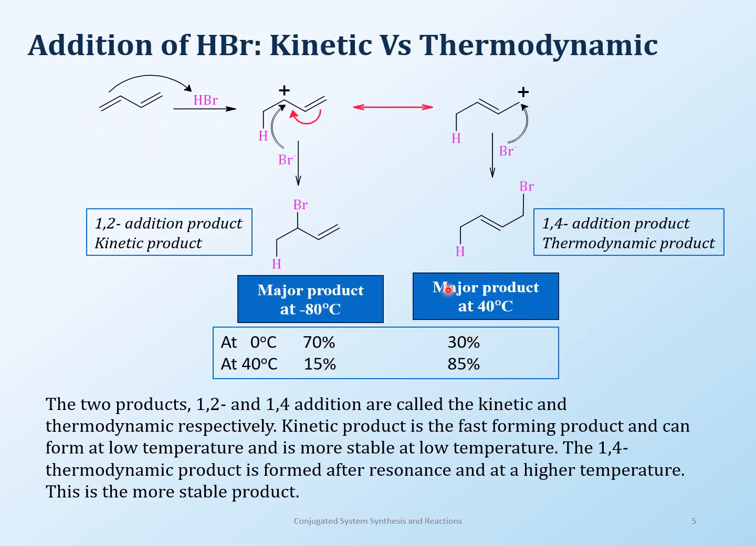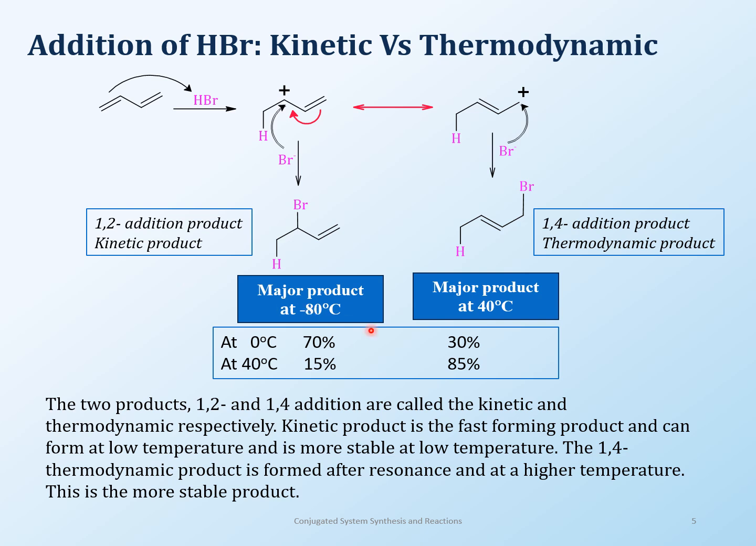So now let's talk a little bit about the product. So here's the mechanism again. Okay, so here's the resonance going on, and you have the 1,2 product and the 1,4 product. Now the 1,2 product is actually called the kinetic product. The 1,4 product is called the thermodynamic product. So I've given you some properties over here. Okay, so the major product at -80 degrees Celsius, which is really very, very cold, is the 1,2 product, the kinetic product.